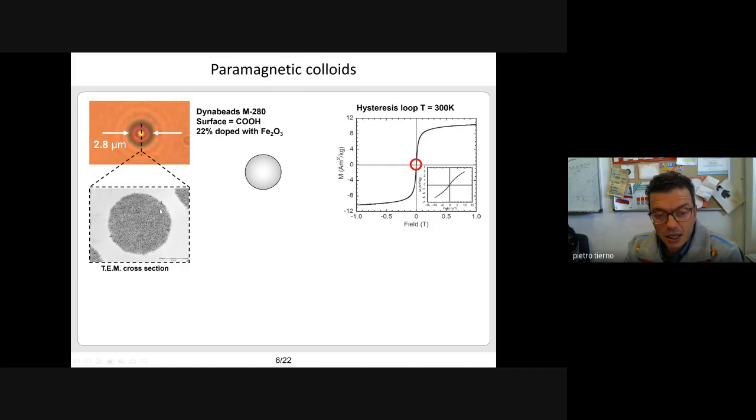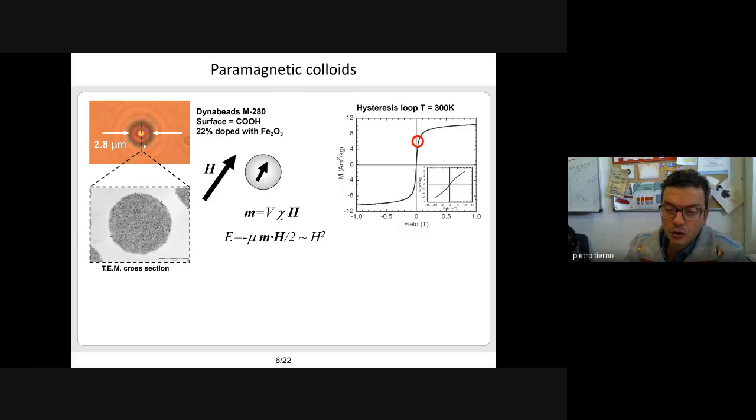Here you can see a cross section from the transmission electron microscope that shows the doping of these nanoscale superparamagnetic grains. Due to this doping, these particles are paramagnetic. So if you apply an external field, you can induce a dipole moment. This dipole moment is proportional to the field, and the energy scales as the square of the magnetic field.